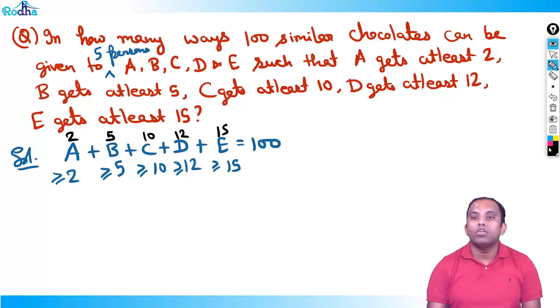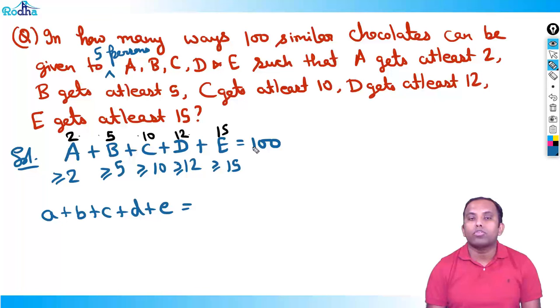How many are left now? So we are left with A plus B plus C plus D plus E equal to how much? 2 plus 5, 7. 7 plus 10, 17. Plus 12, 29. Plus 15, 44. 44 out of the 100 given. So what is left? 100 minus 44, 56. Now, out of this 56, all can be 0, right? So how many cases can I form now?